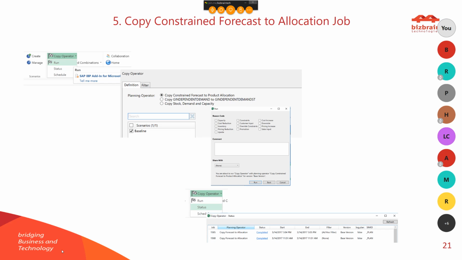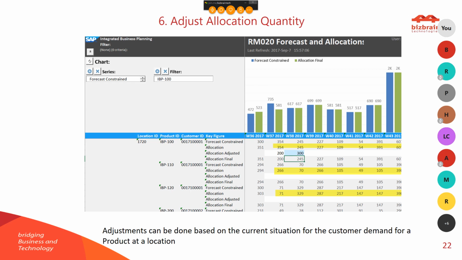So once this run is done, the next step is to copy the result of the constraint forecast into the allocation key figure. By default, IBP provides this copy operator, copy constraint forecast to product allocation. We just need to execute this copy operator and the results are copied. This snapshot shows that whatever constrained forecast was there was copied to the allocation key figure.